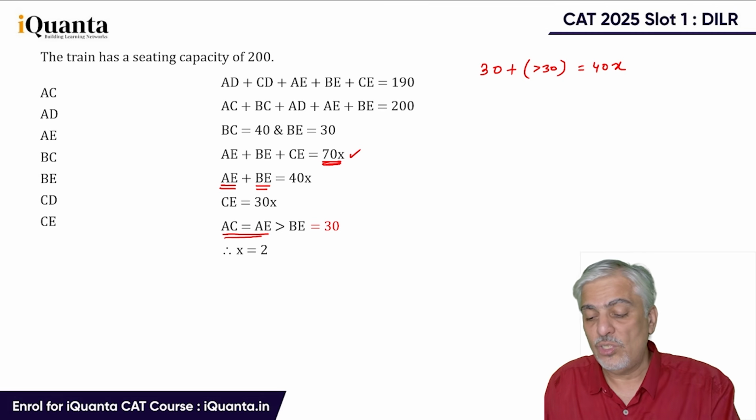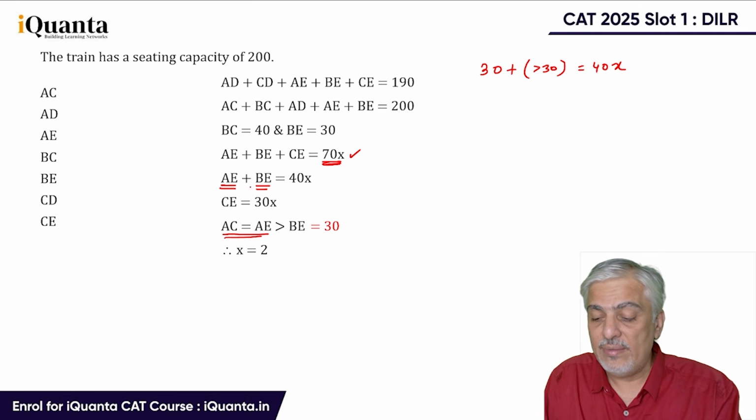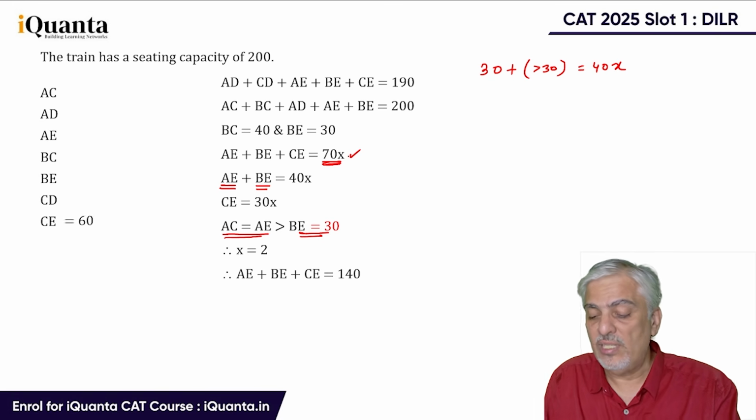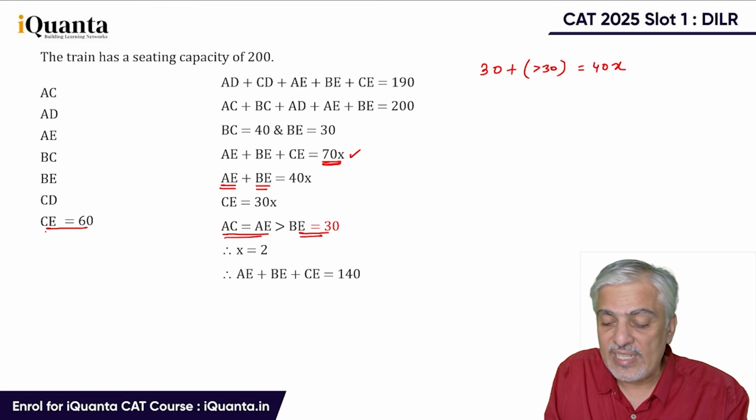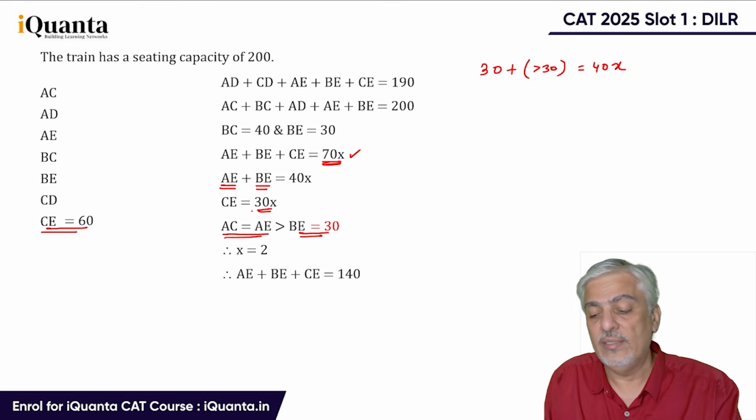So, once I got x as 2, I get a lot of other values also. I get AE, and AE plus BE will become 80, out of which BE is 30. So, AE will become 50, CE will become 60, and this whole thing becomes 140. So, we start getting values. As I said, CE became 60.